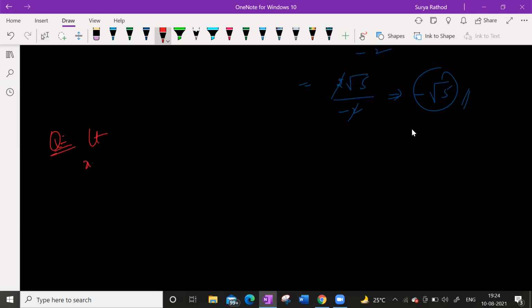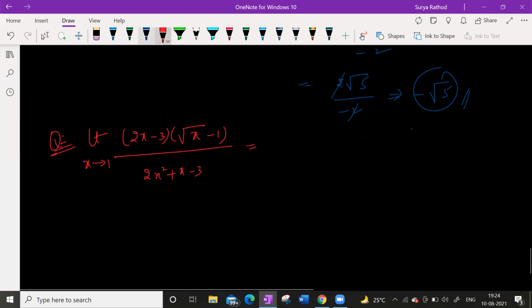So let me give you limit x tends to 1 now. Sir, every time you are giving limit x tends to 0. Now let me give you limit x tends to 1. Look at this. It makes no difference. Same method, same concept, everything. Solve this. Make it fast.